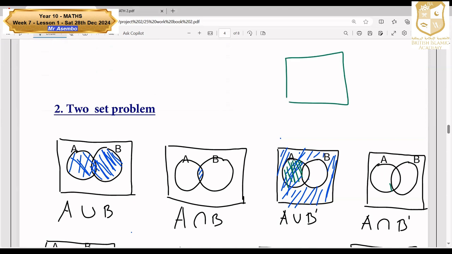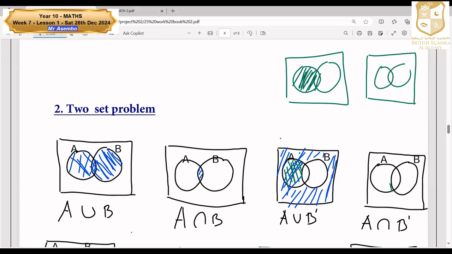Let's say I want to only shade the set A. Now set A, if I shade set A, is going to be this set A, all of it. This is set A. Okay. Now I can also shade the B complement. Now remember, this is set A and this is set B.